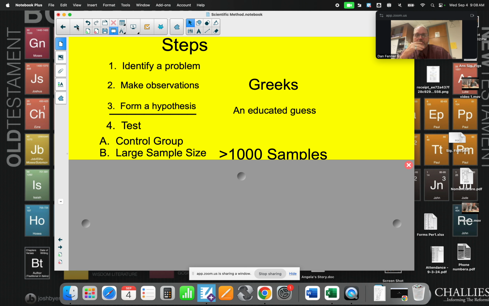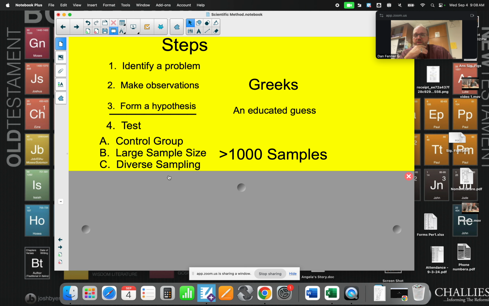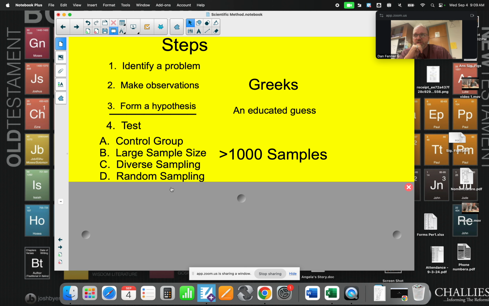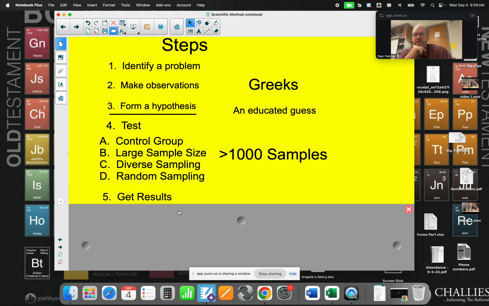That will take out any possibility of chance. We also need to have diverse sampling, so people from different ethnicities, different economic backgrounds, different cultural backgrounds, to make sure that those factors don't control it. We also have to have some kind of randomness. We have to make sure that we don't pick our samples purposely to obtain our information. When we do all this, we're going to get results.